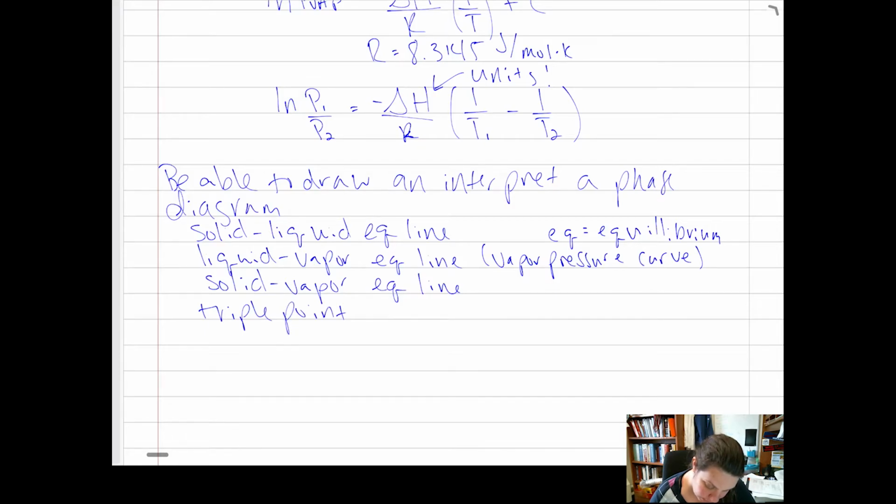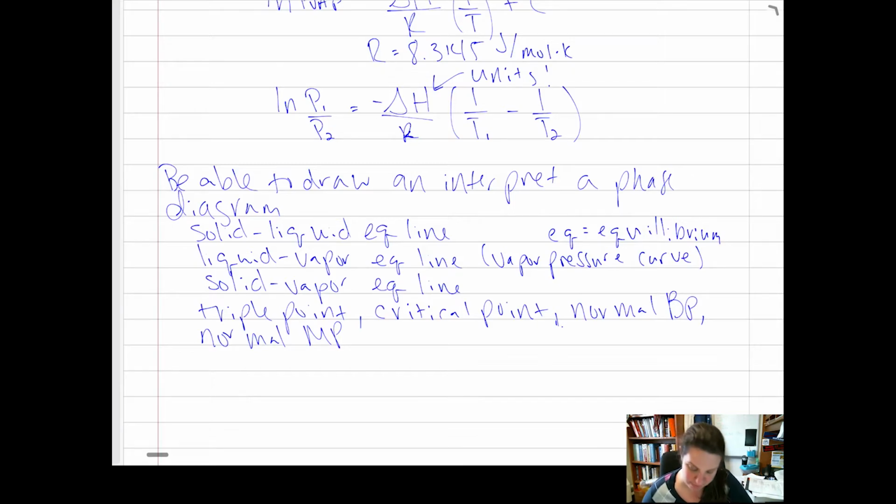critical point, normal boiling point, normal melting point. So these are our boiling points and melting points at 1 atmosphere. And then our states. You should be able to look at that and define where the states are, remembering that our solid is going to be low temperature, higher pressure. Our vapor is going to be higher temperature, lower pressure. Our liquid is going to be medium temperature, higher pressure. As the solid and liquid are more condensed phases, they exist at higher pressures. Our vapor is a less condensed phase, so it exists at lower pressure.